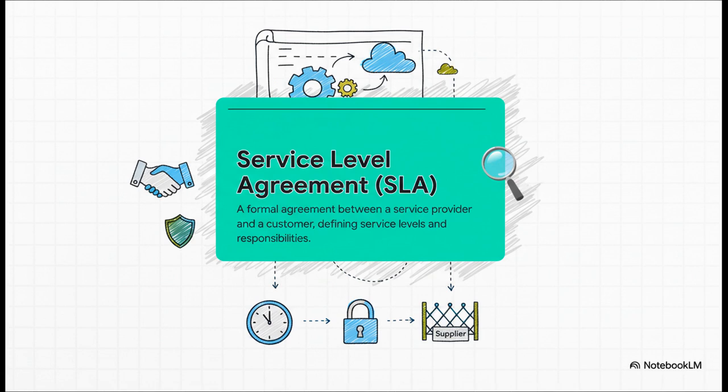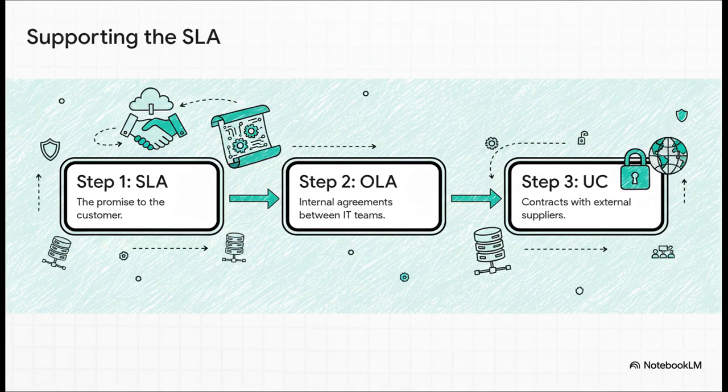This is what turns a cool piece of tech into a reliable business tool. But here's the thing. An SLA can't just stand on its own. It's supported by two other kinds of agreements. You've got operational level agreements, or OLAs, which are promises between internal IT teams. And then you have underpinning contracts, or UCs, which are promises you get from your external suppliers.